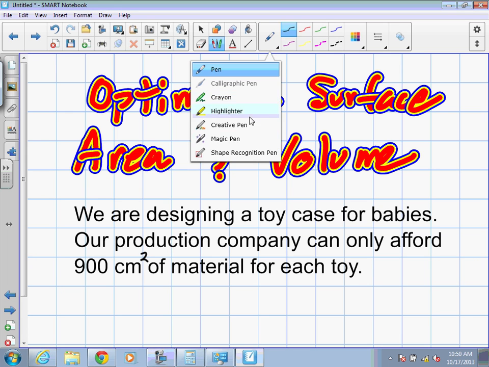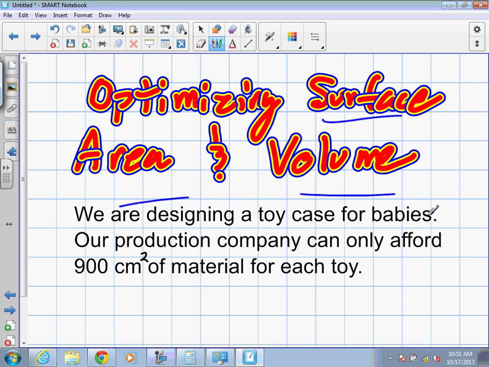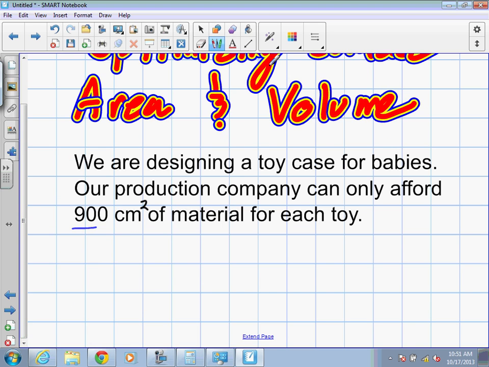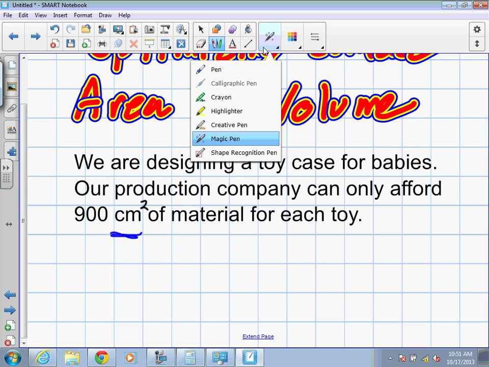Okay, so we're going to go to optimizing surface area and volume. We're production managers and we're designing a toy case for babies. So this is going to hold things. Our production company can only afford 900 centimeters squared of material for each toy. Because it's squared, essentially what they're telling us is that's the surface area of the object.